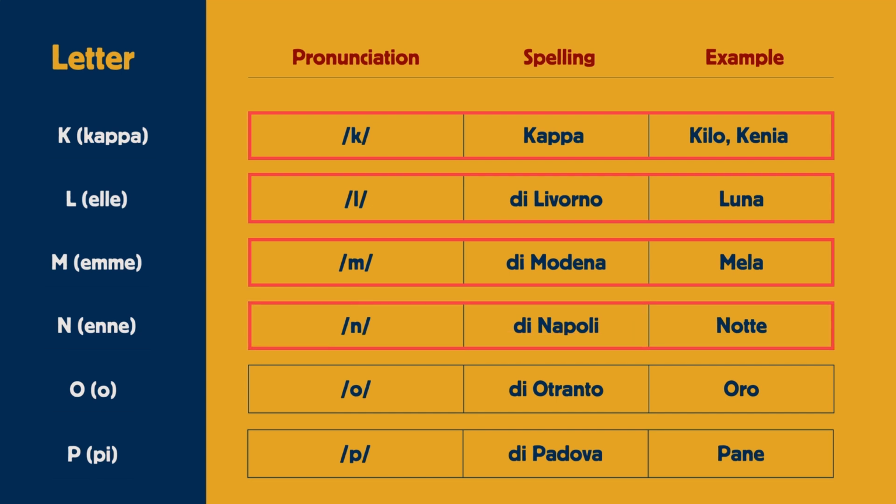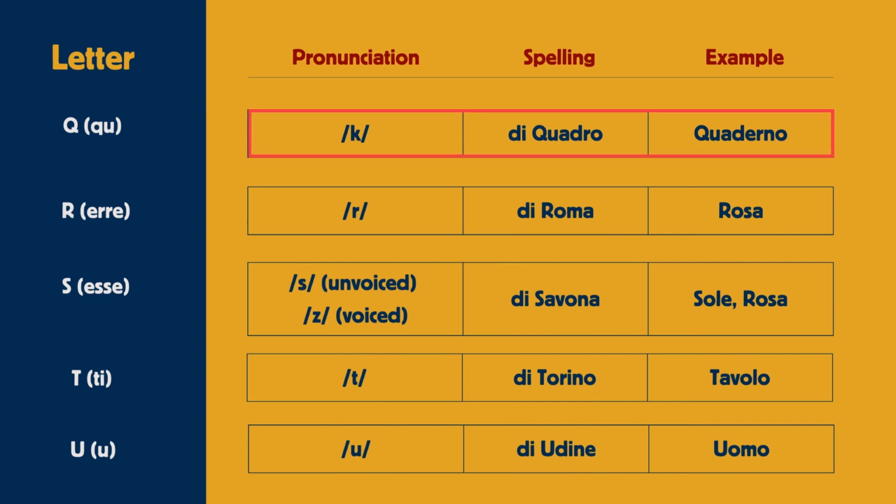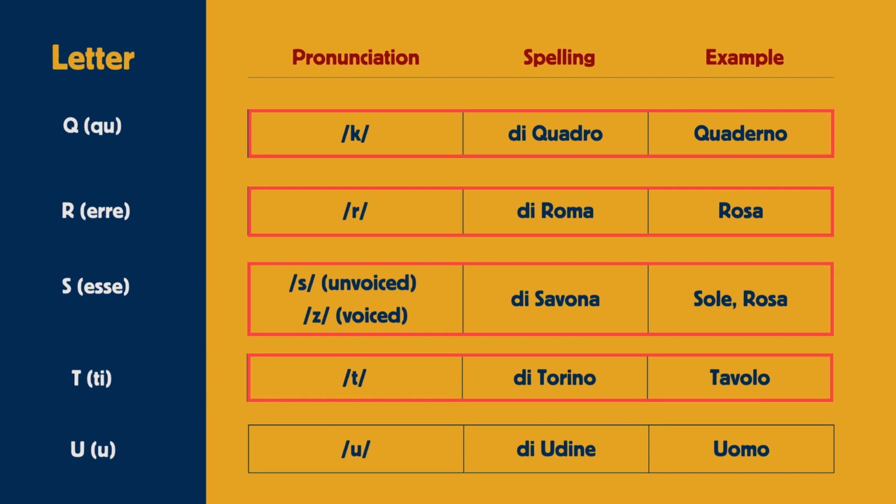N like Napoli or Notte. O di Otranto or Oro. P like Padova or Pane. Q like Quadro, painting, or Quaderno, notebook. R di Roma or Rosa. S like Savona. But note, it can also be pronounced like Z. For example, Rosa. T like Torino or Tavolo.